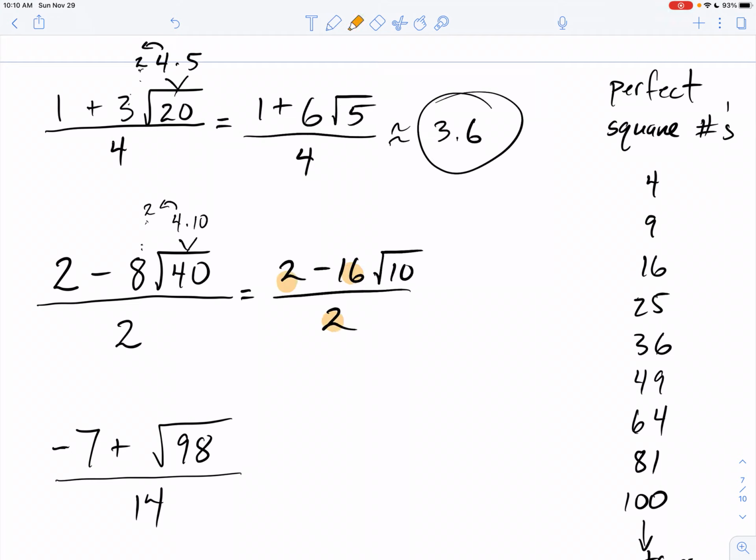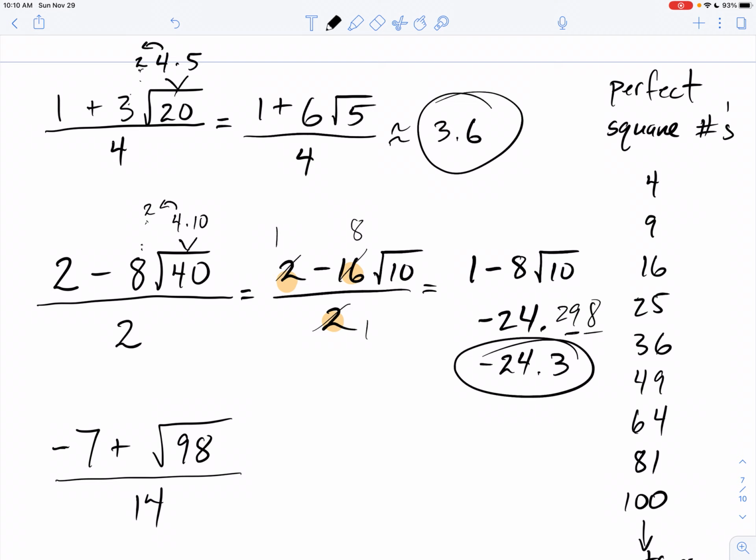2 goes into this once, 2 goes into this 8 times, 2 gets 1. So we have 1 minus 8 rad 10 over 1, but I don't have to write the 1 in the bottom. Let's make this a decimal. 1 minus 8 roots of 10 gives me negative 24.298. Oh, wait, 298. That means round it, but that kicks it over, so negative 24.3 is what the answer is going to look like on that one.